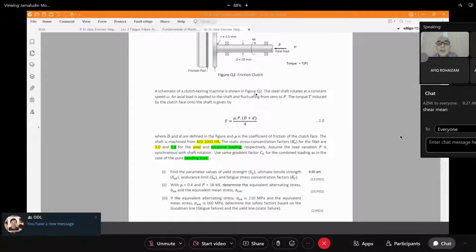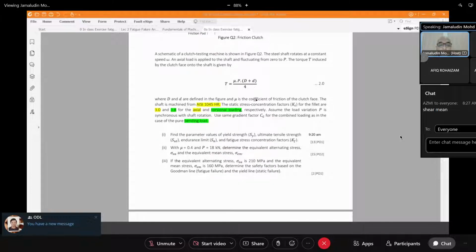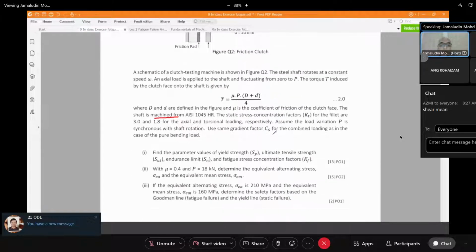There's something mentioned here. P will be P max. I think this is going to be P max. I think we should look at the question here. I think this is the correct question here. All right.